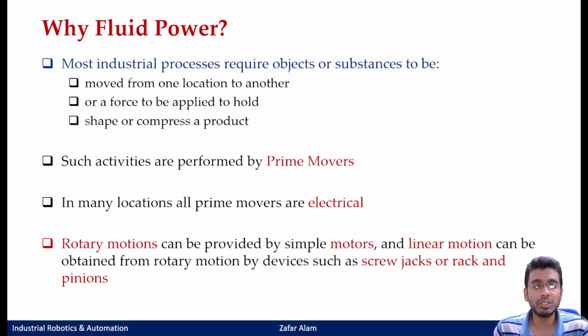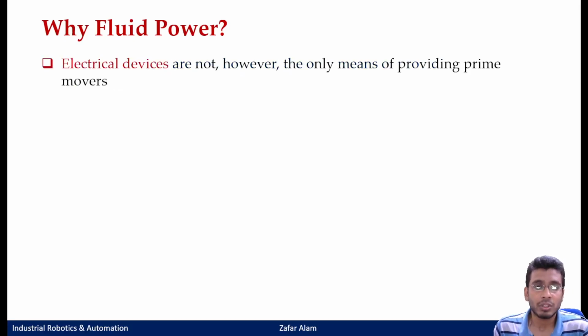So if it is a rotary motion, it can be provided by simple motors. And if it is a linear motion, then you can have screw jack arrangements or rack and pinion, and then you can have your linear slides, ball screw mechanisms and all those things. So these motions can all be done by electrical equipment. Although these are rotary in nature, they can also be converted to linear motions. But the electrical devices are not the only means of prime movers.